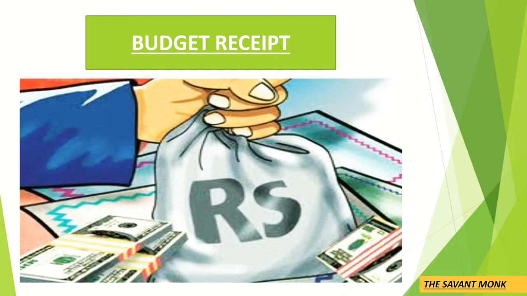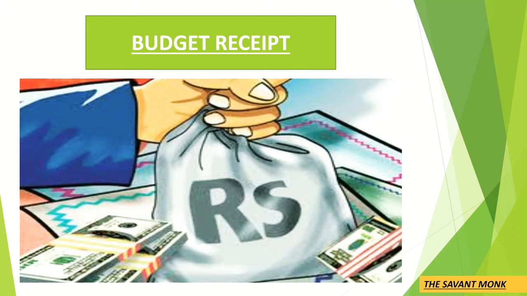Budget receipt is the estimated money receipts of the government from all sources during a financial year. So whatever the government is earning from various sources during the period of 1st of April till 31st of March is a part of budget receipt. You all know that we earn income either by doing some work or by taking loan or by selling out our property. These are the three sources from where we get money.